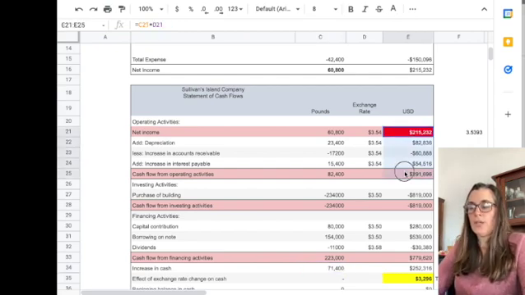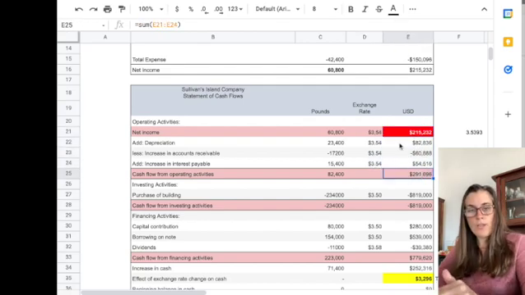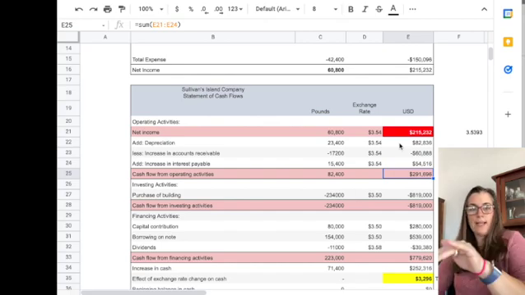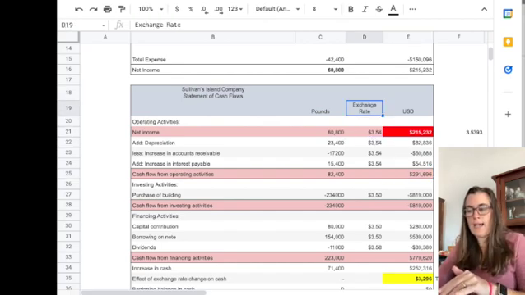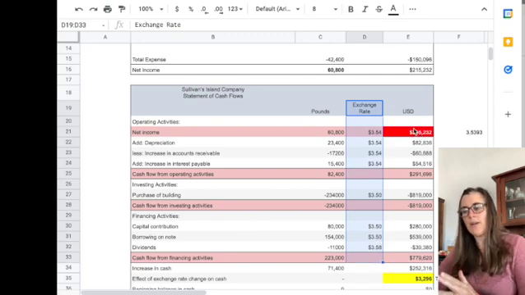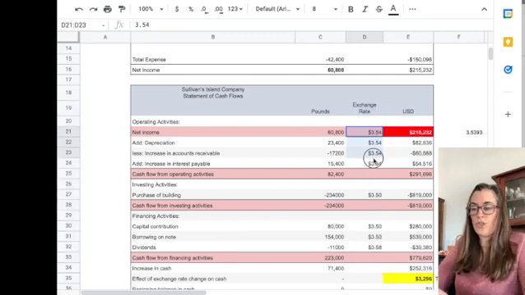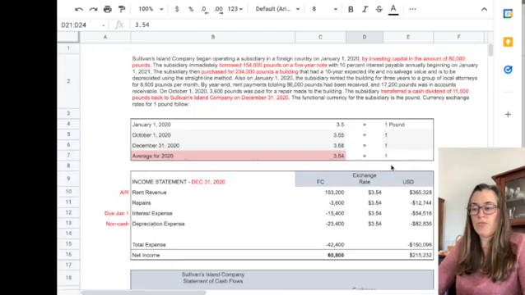Now what you'll notice is we're going to use the same exchange rate for the income statement to get to our US dollar amounts. The key here is we want to translate line item by line item. That's why having a clear column of these exchange rates is very important. We want to see exactly how we're getting to the US dollar amount. $3.54 was our exchange rate for the income statement because that's the average rate.